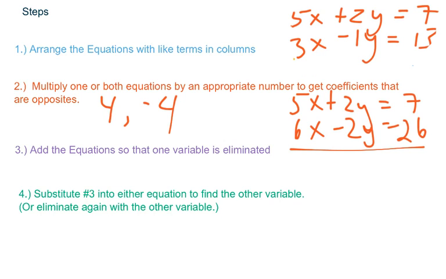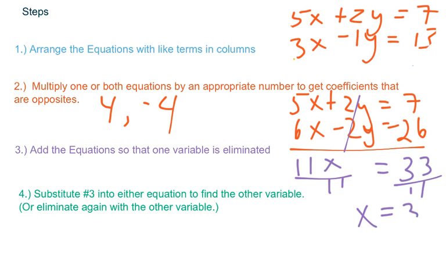Now that I've done this step here, when I add them, we are going to eliminate one variable. So 5x plus 6x is 11x. 2y plus negative 2y is 0, and that's why they cancel out. And then 7 plus 26 is 33. Then we solve that, and we get x is equal to 3. So add the equations so that one variable is eliminated, and I should probably say and solve it. It'll be a one-step equation if you do that correctly. You're just going to have a division to do.